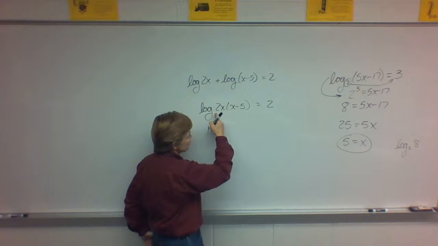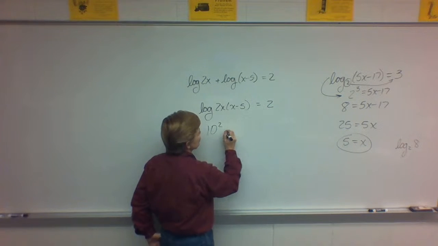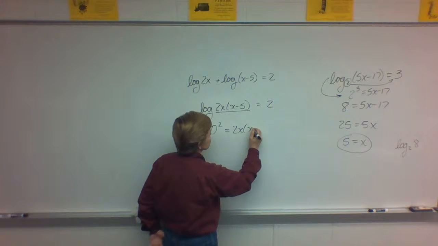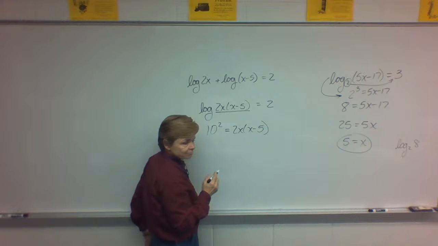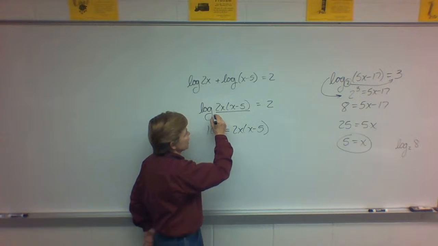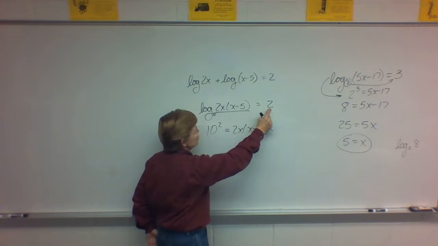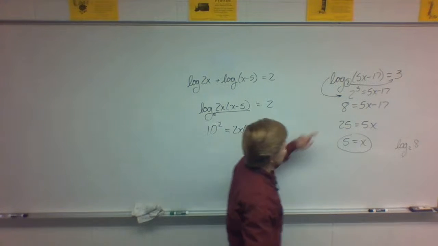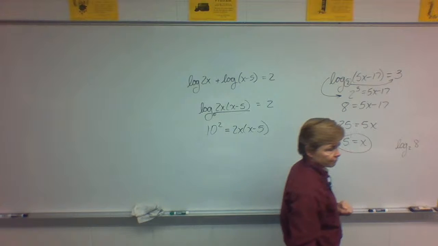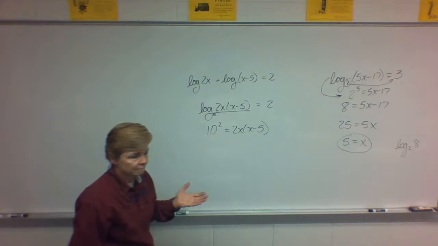10, that understood 10 right there, raised to the 2 equals this stuff that you're logging. Just like we got the 5x minus 17 over there. It's 2x times x minus 5. Catch that? Everybody follow? That understood 10 right there is not written, but you got to know it's a 10. If you want to write it, you can. That's fine with me. 10 raised to the 2 equals this stuff we're logging. Just like 2 raised to the 3rd equals this stuff we're logging. See it? See how they're the same?